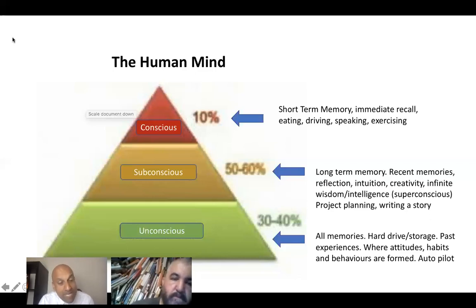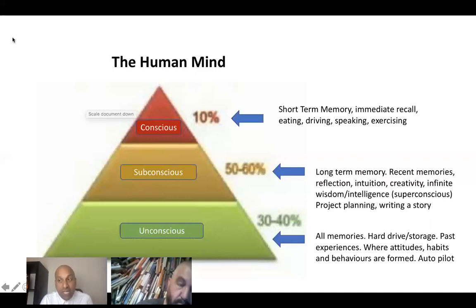Now, behind the subconscious mind is the unconscious mind, which equates to around 30-40% of the whole mind. So it's still quite dominant. As you can see, it's a lot larger than the conscious mind. Now, this is a really important space. It's regarded as the hard drive, the main storage. Regarding the unconscious mind, it stores all of our memories, all of our past experiences.